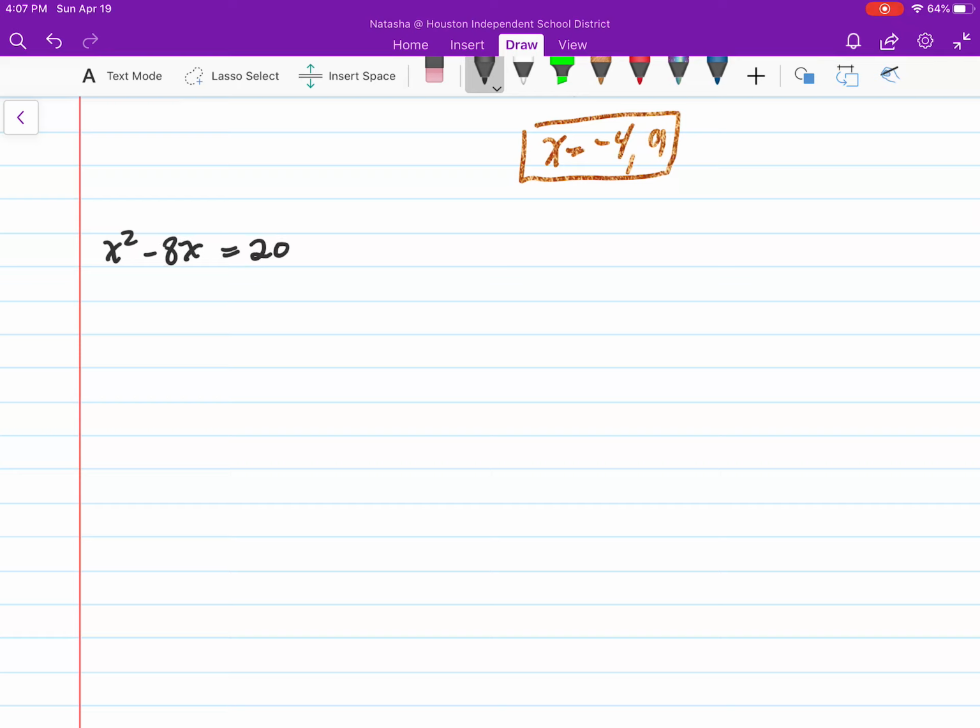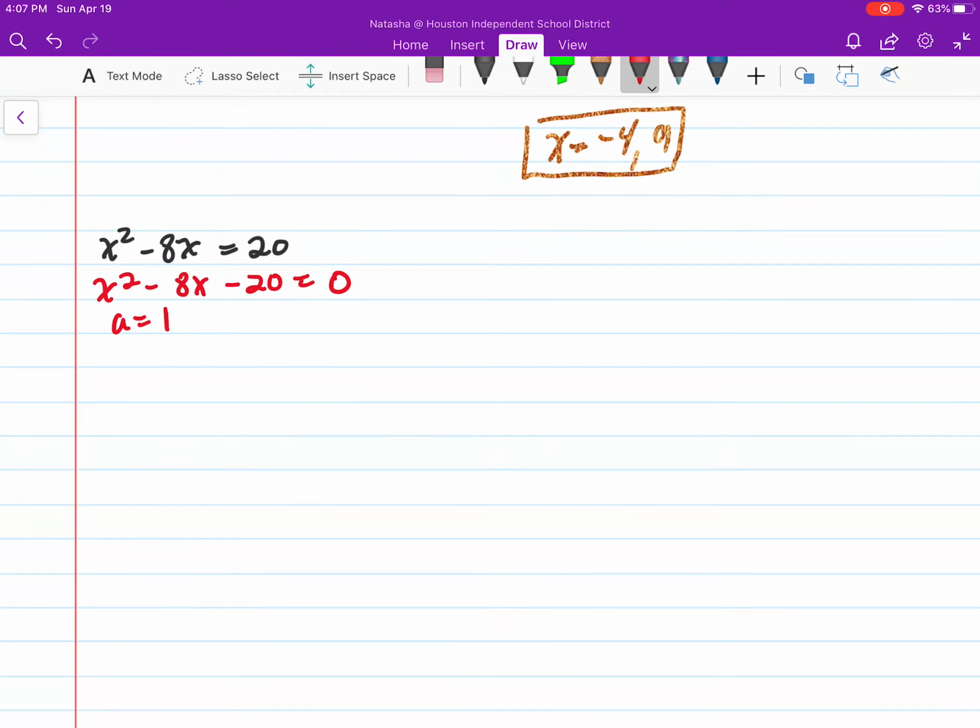Okay, let's do another problem. Let's do x squared minus 8x is equal to 20. Now again, I'm going to put this in standard form. So this is going to be x squared minus 8x minus 20 is equal to 0. Okay, my a is equal to 1, my b is equal to negative 8, and my c is equal to negative 20.